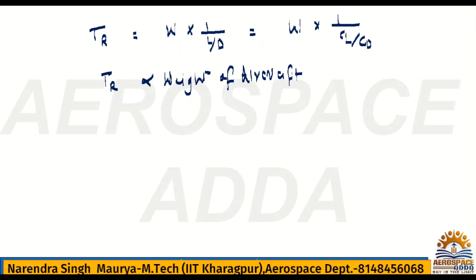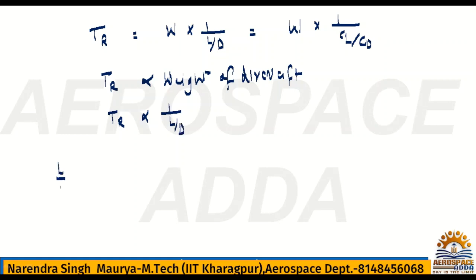Even if it is a very small aircraft, like a fighter aircraft, the weight is very less. So that time you will have only one engine, yes or no? But my point is, thrust required will be directly proportional to weight of the aircraft, number one. Number two, thrust required is inversely proportional to L by D.